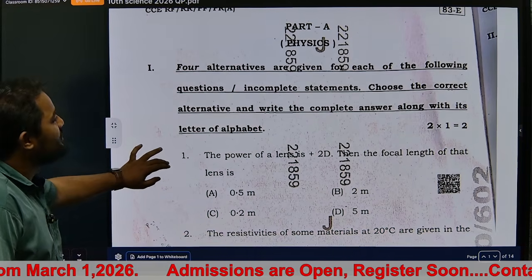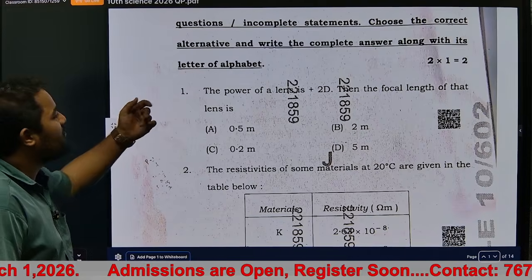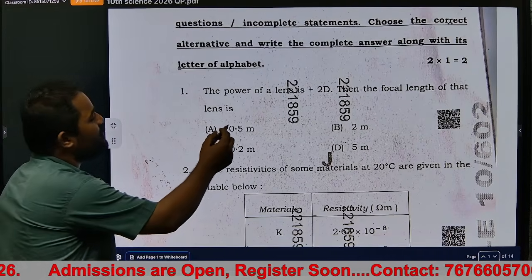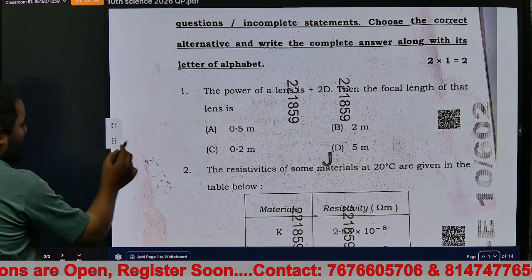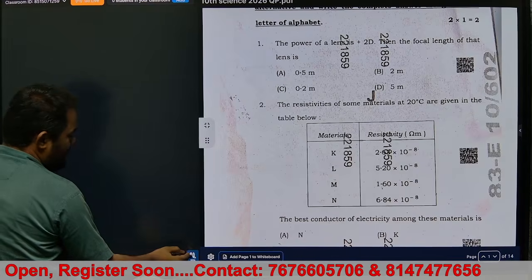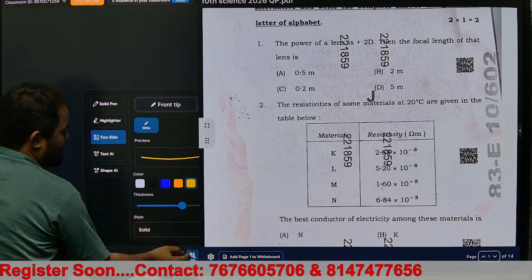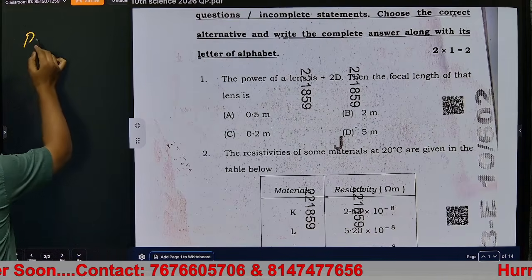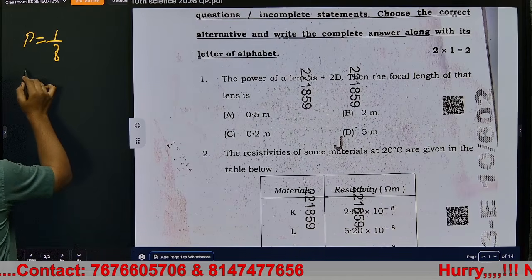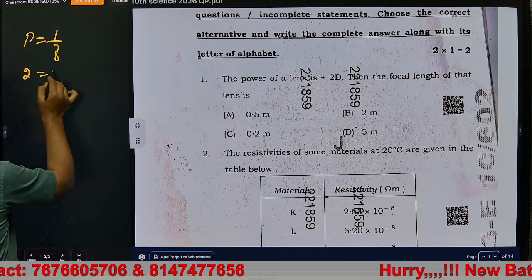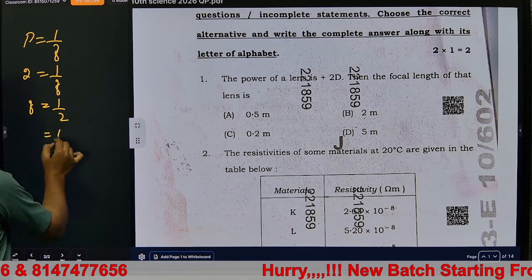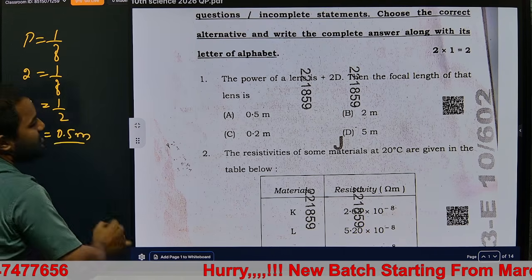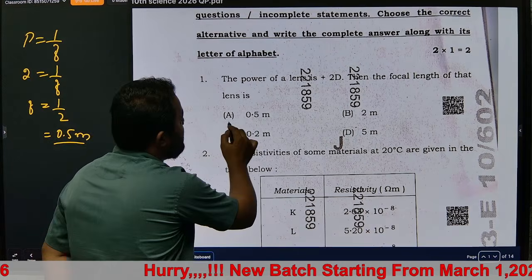First, we'll discuss the physics part. First question: the power of the lens. They have given the power of the lens as plus 2D. We know the formula to calculate the power of a lens, that is P is equal to 1 by f. They have given the power value 2, and we can find out the focal length. Then the focal length will be 0.5 meter, which is option A.